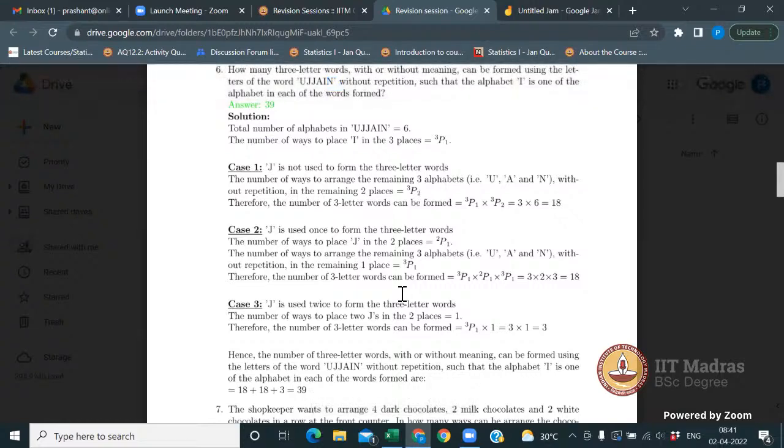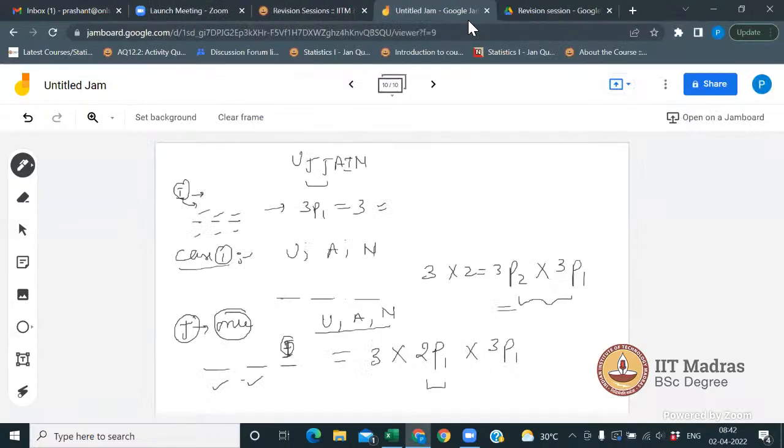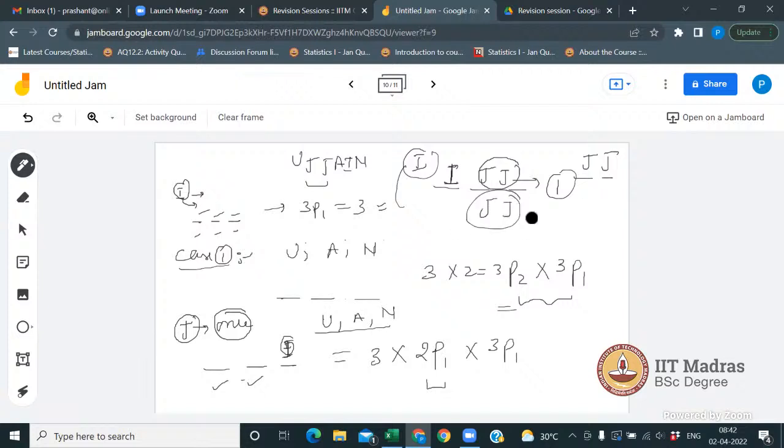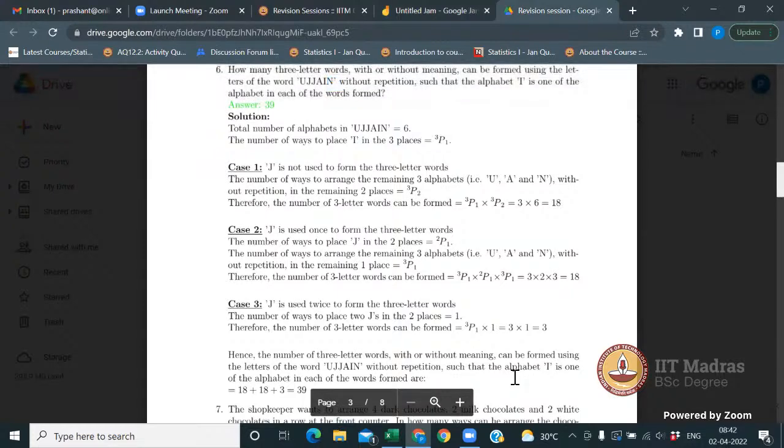Similarly, when J is used twice, you have only one way. Suppose you have 3 places. I will take any of the places. Suppose I took the first one. Then when J is used 2 times, you have only 1 way, because if you change this one, it will not matter. Total 3 times, so it will be 3 into 1. And finally add all the number of ways. Got it?